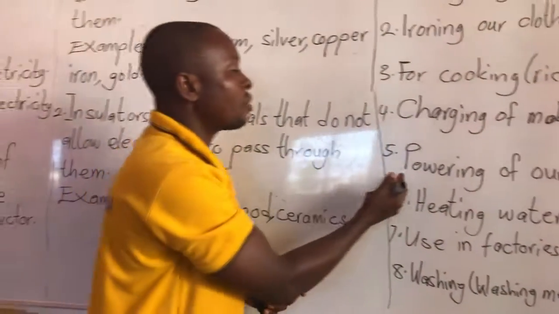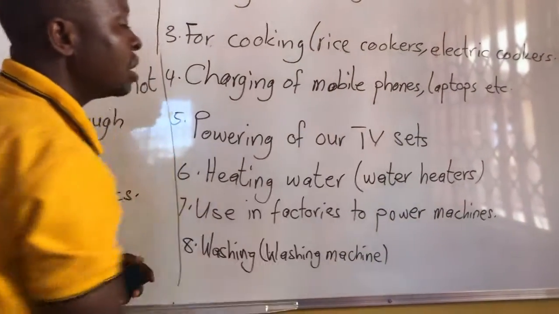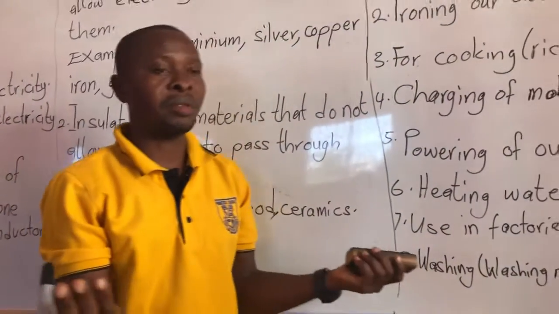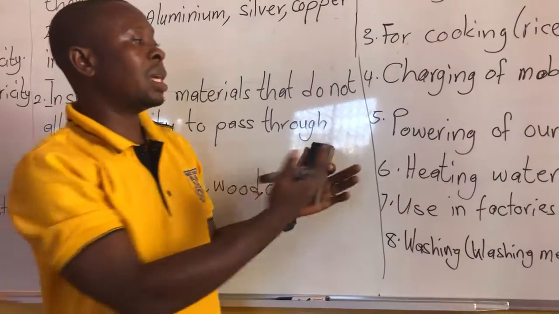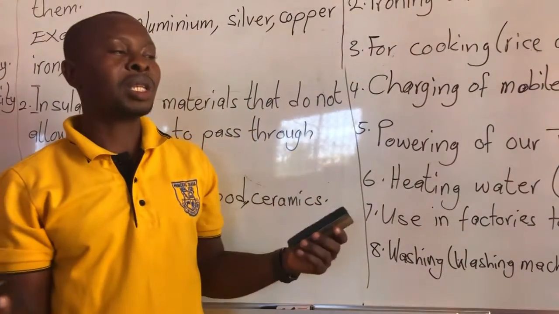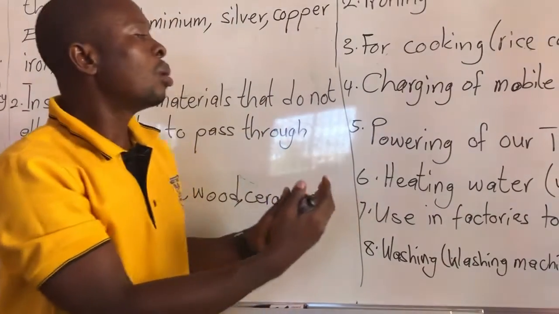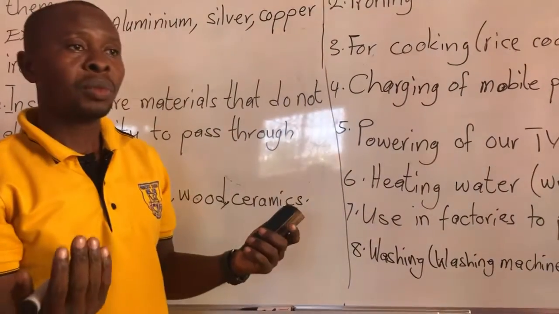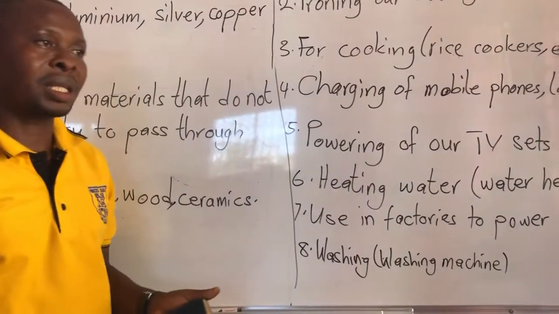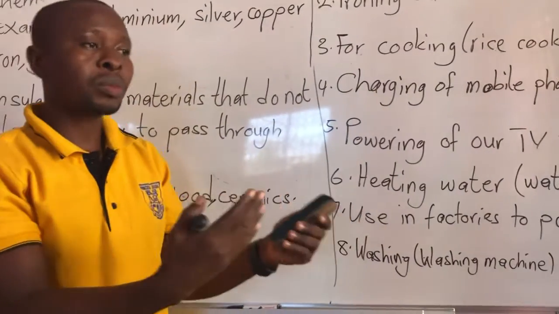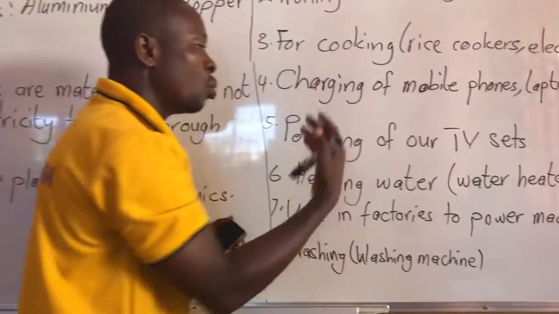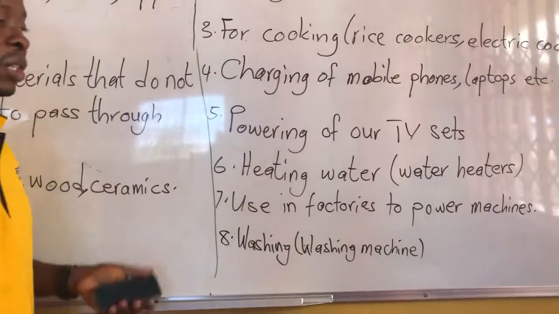Then we also have powering of our television sets. You know, when there is light off at home, we can't watch our television. And maybe when there is light off, our daddy has to put on his generator for us before we can watch television, and the generator also provides us with electricity. So in all, electricity is used to power our television sets. When there's light off, we can't use the television set, but when there is light, we will be able to do what? To use our television set.